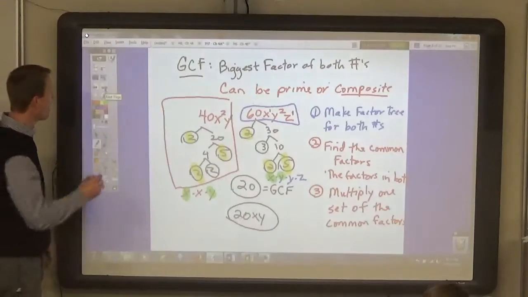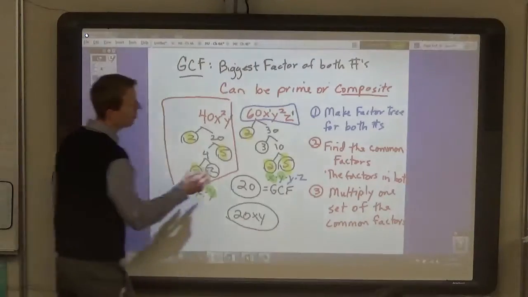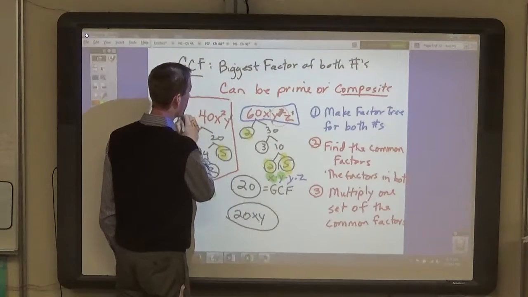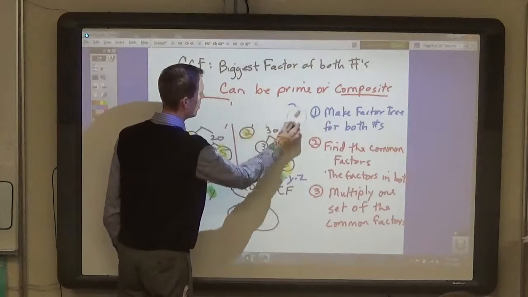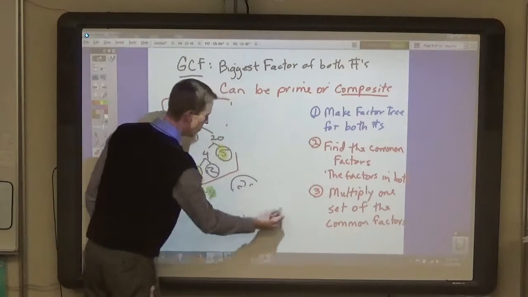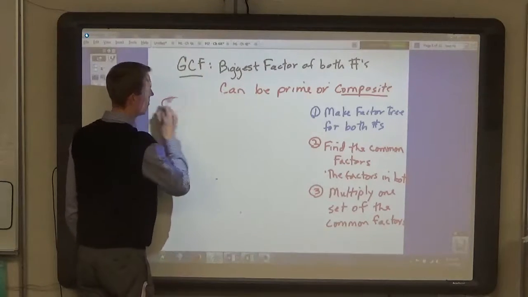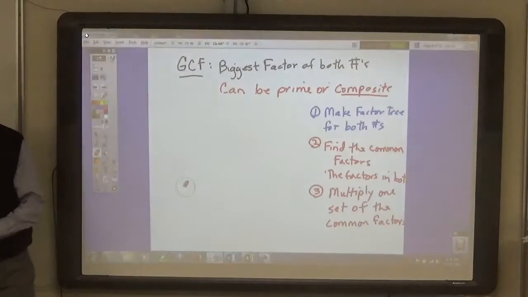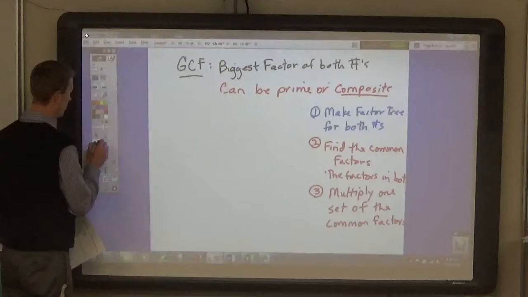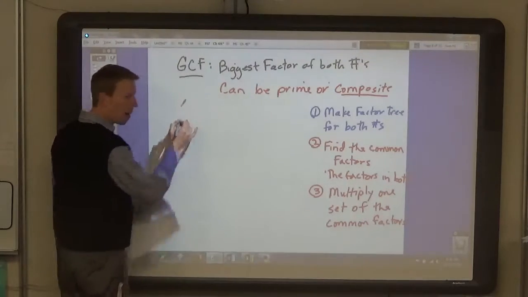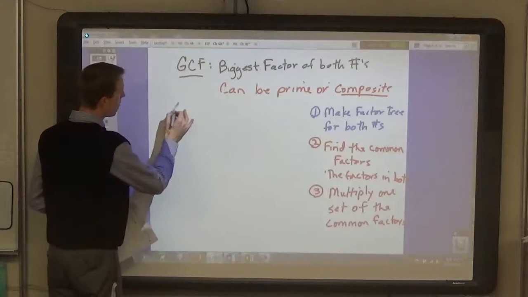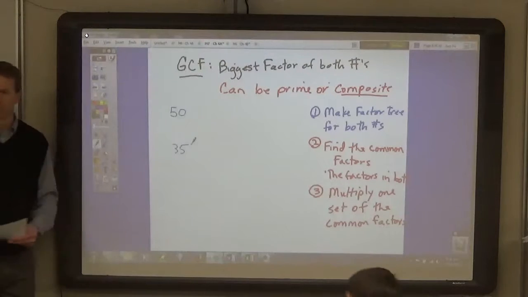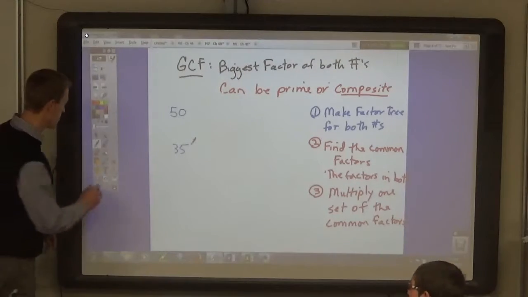Okay. Let's talk about greatest common factor. Let's start with these, 40x squared y. I'm going to give you a different example. Look at this example. It's from number 1 on your sheet. The greatest common factor of 50 and 35. Okay?